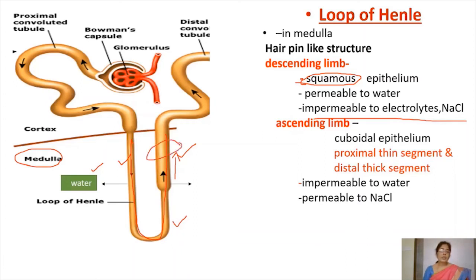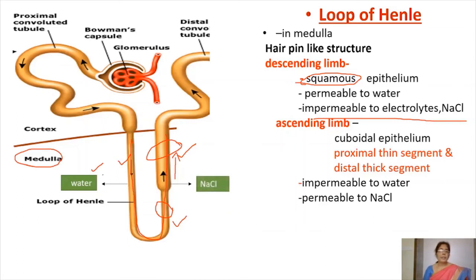So, ఇక్కడ కొంచెం వెడల్పుగా ఉంది, proximal region thinగా ఉంది. So that means ascending limb is divided into proximal thin segment and distal thick segment. Functionally, it is opposite to the descending limb.